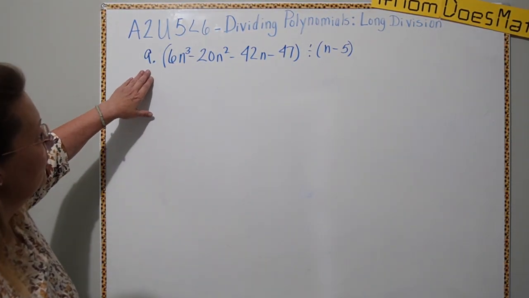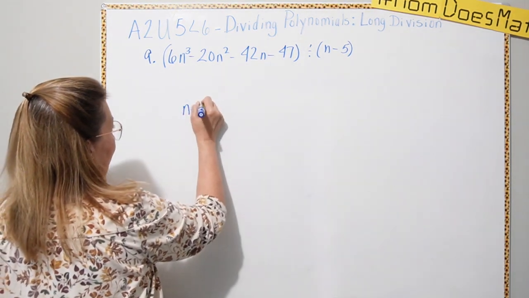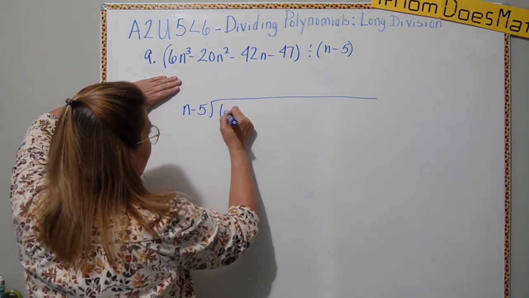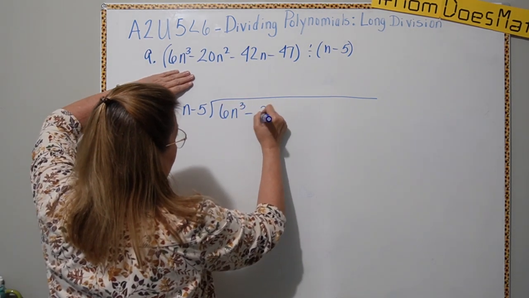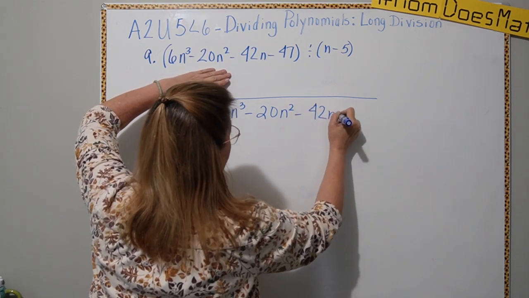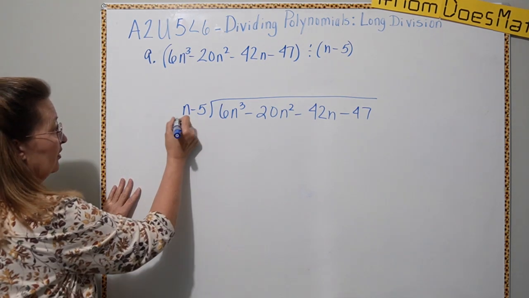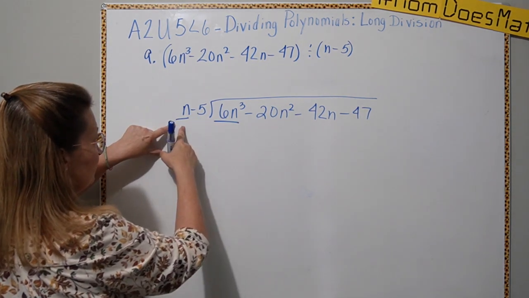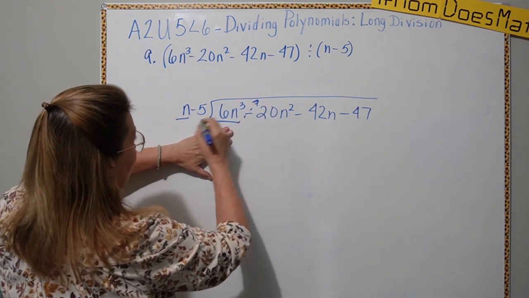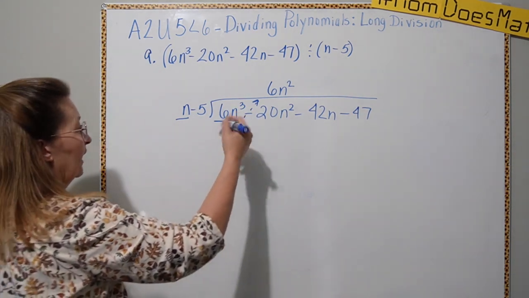Okay, let's have a go with number 9. So I'm going to take my divisor and I'm going to copy it on the outside of the little division house. And then underneath, I've got 6n to the third minus 20n to the second minus 42n minus 47. Okay, so let's get going. Go to your first number. Say, what would I multiply by this number to get 6n to the third? And remember, it goes on top of this. So that would be 6n to the second. Okay? And now let's multiply.